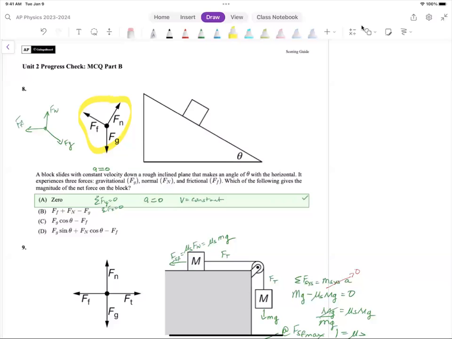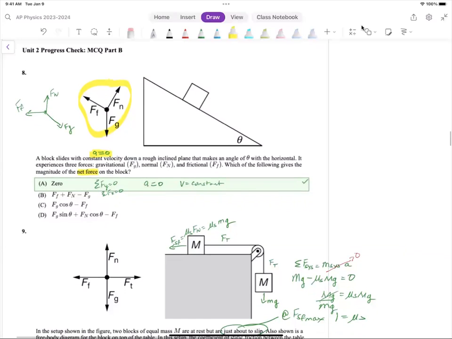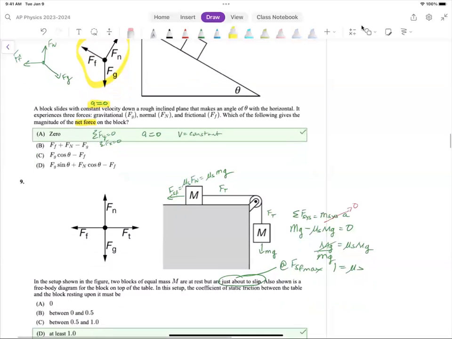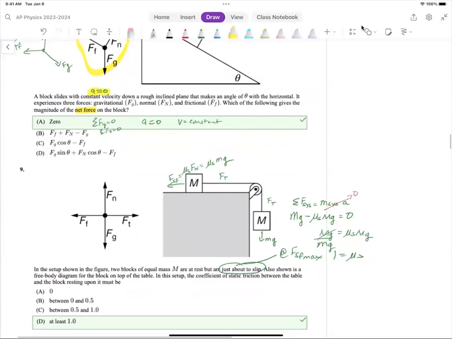So I have to see it in the XY plane. It helps me visualize what's going on with my forces. Force normal's in my new Y, force of friction's in my new X. Which of the following gives the magnitude of the net force? That's really all I have to do is answer that question. I don't have to do anything else. Acceleration is 0, net force. If the net force is 0, acceleration is 0. If the acceleration is 0, the net force is 0. I don't know how else to explain it than that. I hope you understand that one.